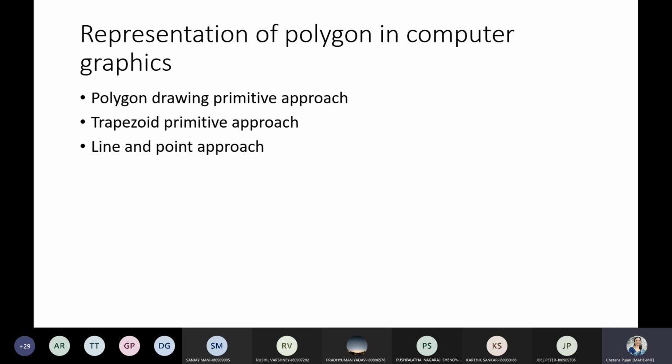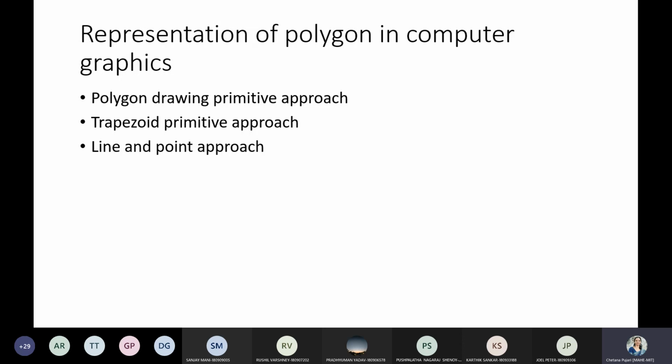The next is representation of the polygon in computer graphics. So there are three ways you can represent your polygon. First is the polygon drawing primitive approach. In this approach, you can directly draw the polygon shape on a device and it is saved as one unit. Say for example, you are trying to draw using some desktop application installed in your device, and there you are going to do a drag and drop.